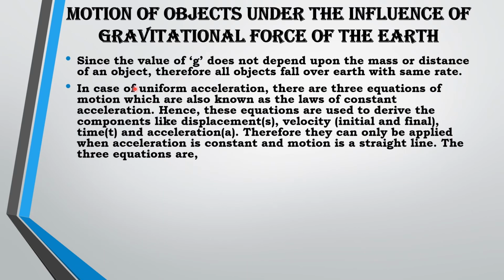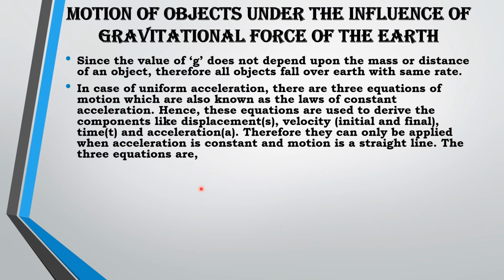In case of uniform acceleration, we know that there are three equations of motion, which are also known as the laws of constant acceleration. These equations are used to derive components like displacement, velocity, time and acceleration. Therefore, they can only be applied when acceleration is constant and the motion is in a straight line. From this we can understand that when an object falls under the influence of the gravitational force of the earth, it falls in a straight line and the acceleration is constant, because the only acceleration is because of the gravitational force of the earth.